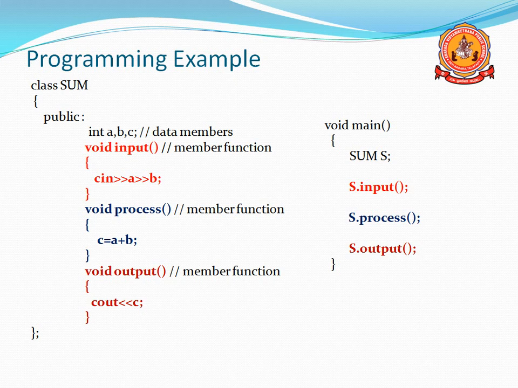Then after that, in void main, first I created the object, that is known as the class declaration. First I created the object S, sum space S. S is the object. Then I am going to access S.input, the dot operator is required along with the object. The object is S. S.input, so we can access the input function. Next S.process, so we can access the process function. Last one is S.output, so I can access the output function. So this is the simple program.